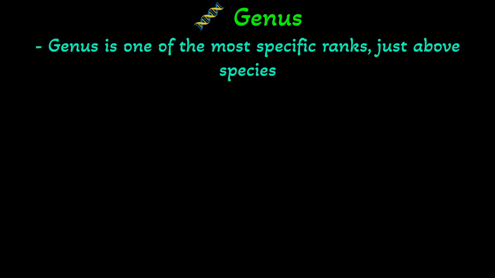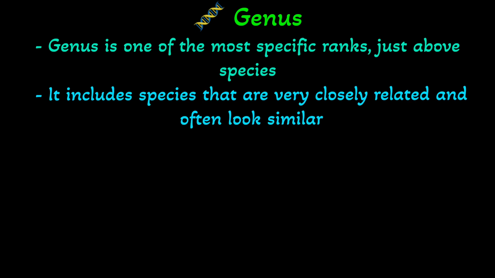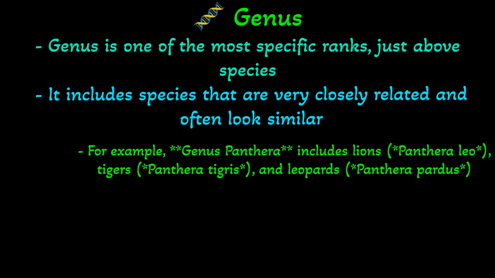And the last we are going to discuss is the genus. The genus is one of the most specific ranks, and this is just above the species. Understand? If you talk more about the genus, then the genus will include species that are very closely related, and again they will often look very similar.